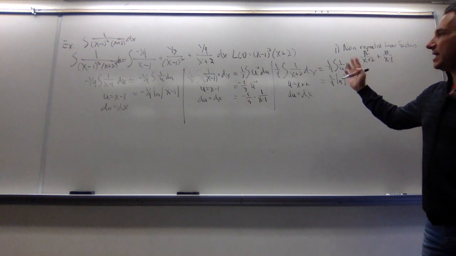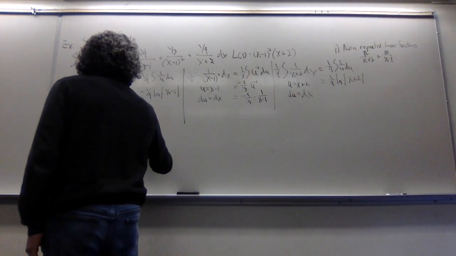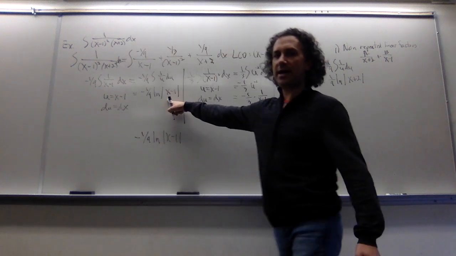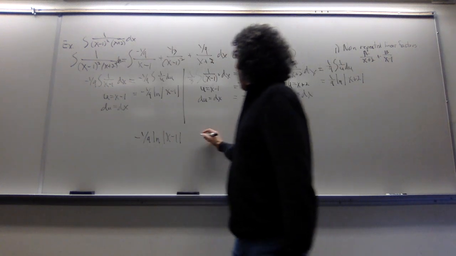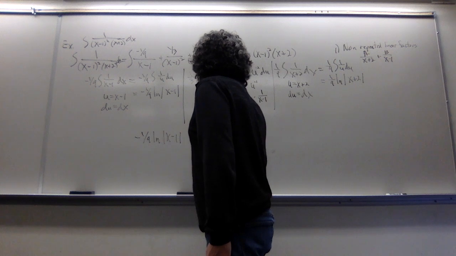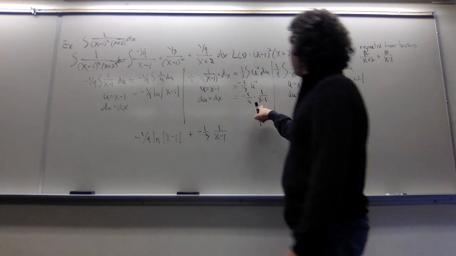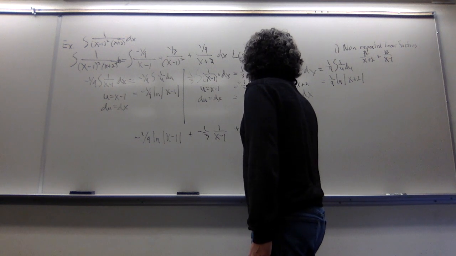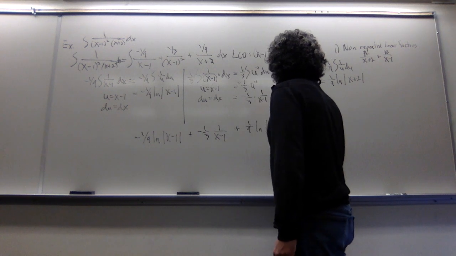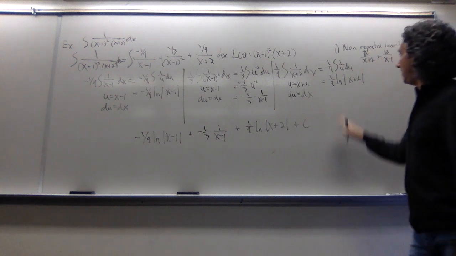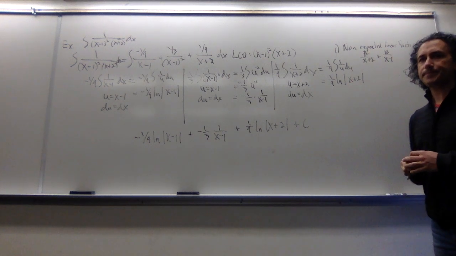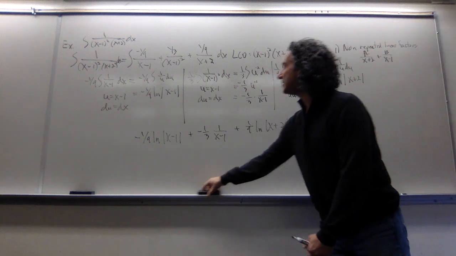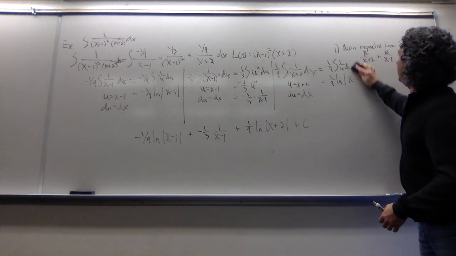But what I can do is now combine all these guys to get minus 1/9 ln of the absolute value of x minus 1, that's this first piece, plus minus 1/3 over x minus 1, that's the second piece, plus 1/9 ln of the absolute value of x plus 2, that was the third piece, plus C. Phew! So that's a lot of work, and let's talk about what this case is.